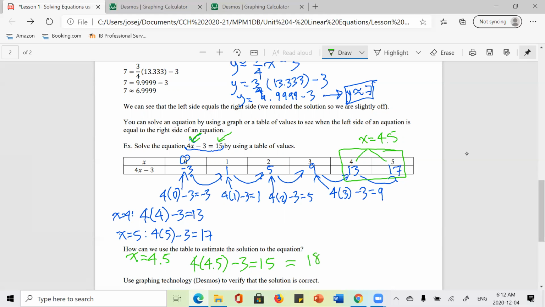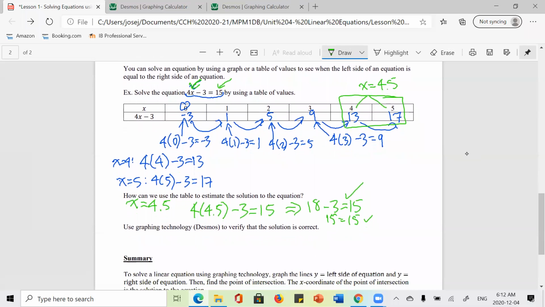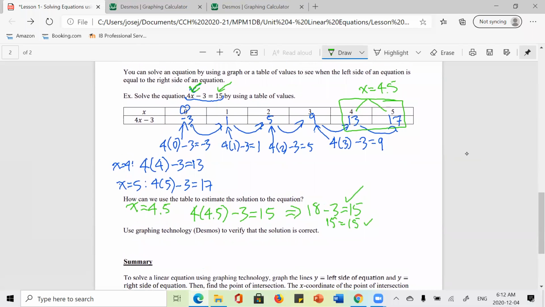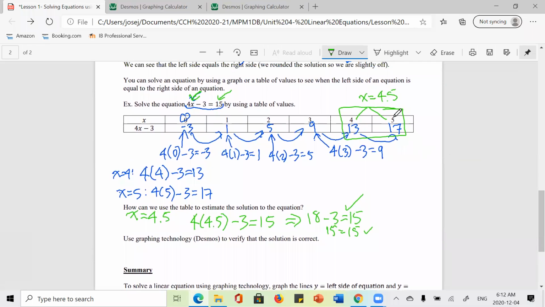I'm just going to continue on this side here because I'm running out of space. 18 minus 3 is equal to 15, and I can clearly see that this is true, right? 18 minus 3 is 15, and that definitely is equal to the right-hand side. So this is correct. So how do we use graphing technology to prove that this is correct?